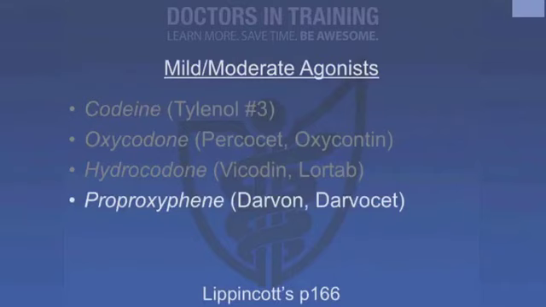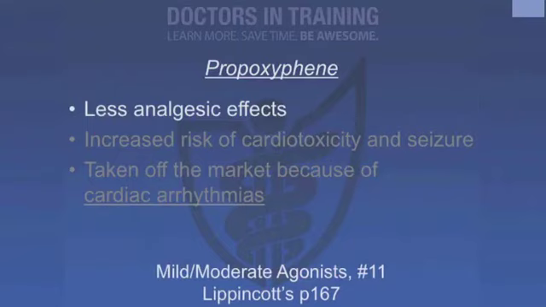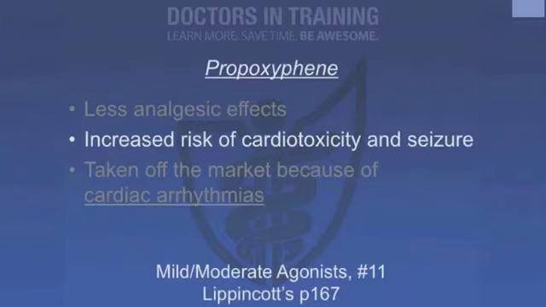Propoxyphene, also known as Darvon or Darvocet, and that's just propoxyphene with acetaminophen. Chemically related to methadone, but it has a low analgesic activity. It's about half as potent as codeine, and codeine isn't all that potent to begin with. There's less abuse potential, which is nice compared to the other opioids. It does have some potential cardiotoxicity and some increased seizure risk.